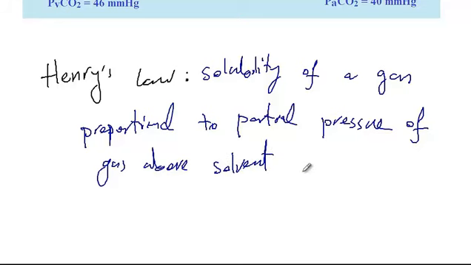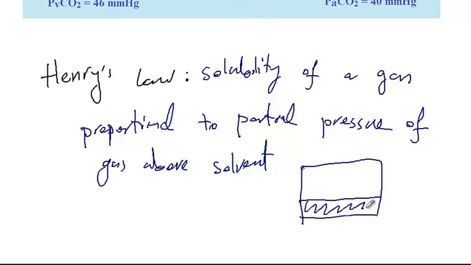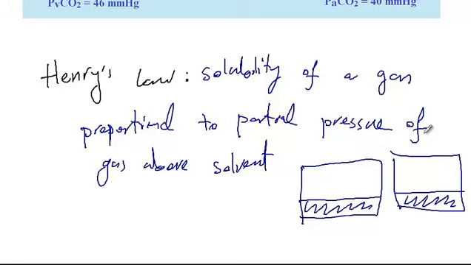So let's say here we have a container that has water in it, and another exact container with the same volume of water and the same temperature. Next, we will fill the chambers with 100% O2, but one of the chambers will have a much higher pressure than the other one. And so according to Henry's law, the amount of oxygen that will get dissolved inside the water in this chamber will be more than the one that has a moderate pressure.